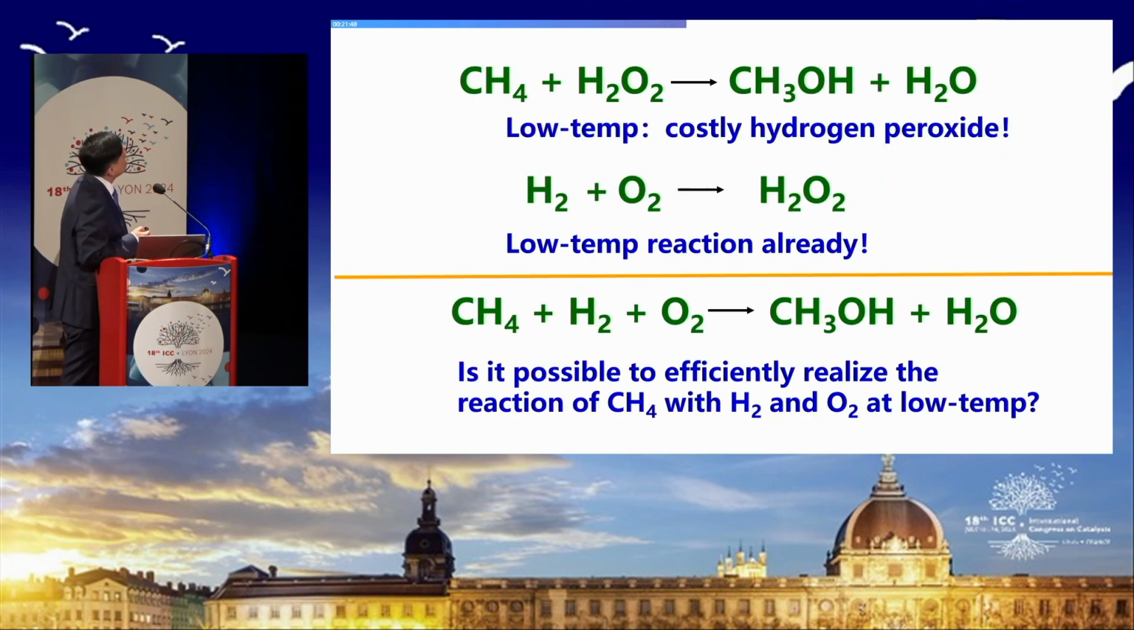It's well known that methane with hydrogen peroxide to methanol can occur at room temperature. But hydrogen peroxide is really costly. Also, we know hydrogen with oxygen can react to hydrogen peroxide at a low temperature, even room temperature. But it's difficult for the reaction of methane, hydrogen, and oxygen together to form methanol.